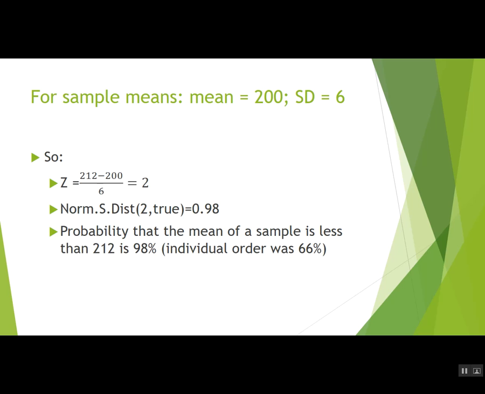So for the sample means, the mean is 200, the standard deviation is 6. So now the z is 212 minus 200 over 6, which is 2, and norm dist of 2 is 0.98. So the probability that the average of a sample of 25 orders is less than $212 is 98%. For a single order, there's only a 66% chance that it would be below 212. But for the mean of a sample of 25 orders, it's 98%.